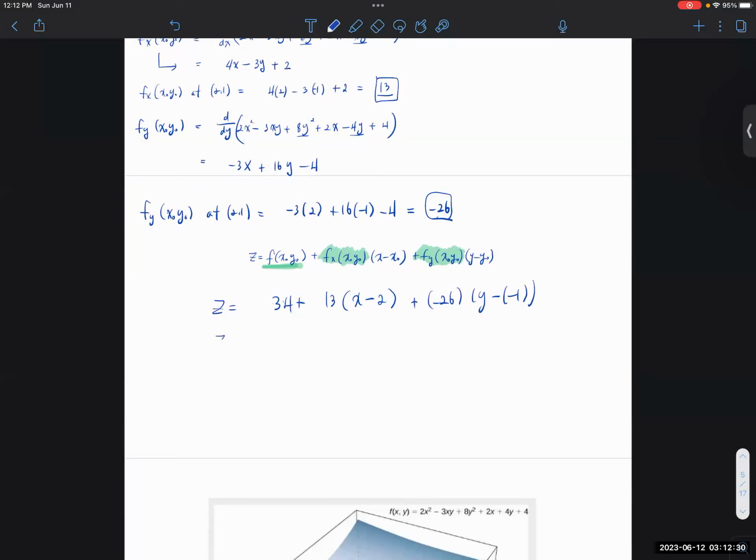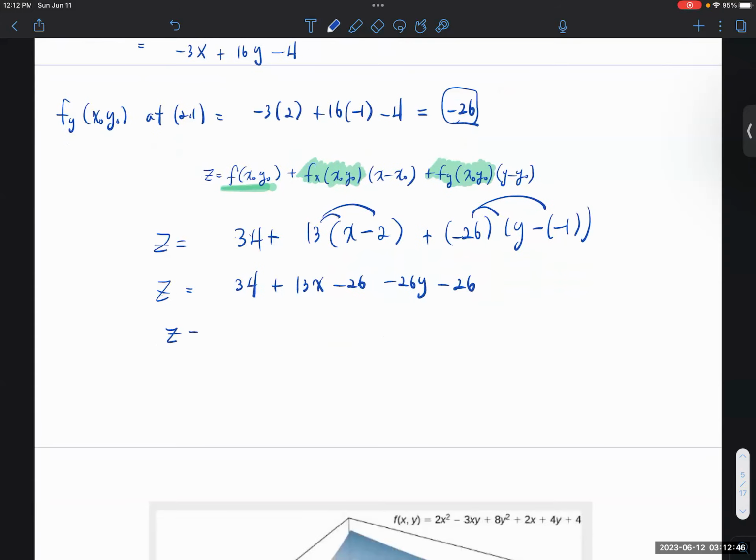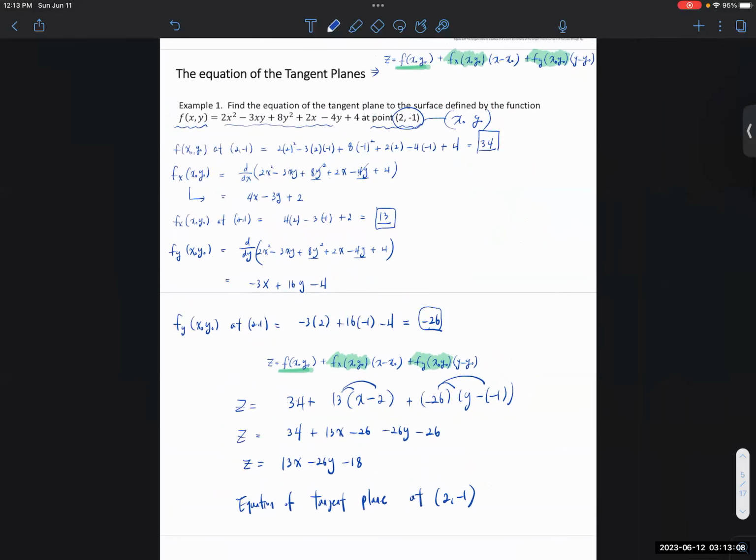So if you simplify, it is equal to 34 plus 13x minus 26 minus 26y. This is a positive times a negative, negative 26. So basically z equals 13x minus 26y minus 18. This is going to be the equation of the tangent plane at 2, negative 1. So that's what we can find out.